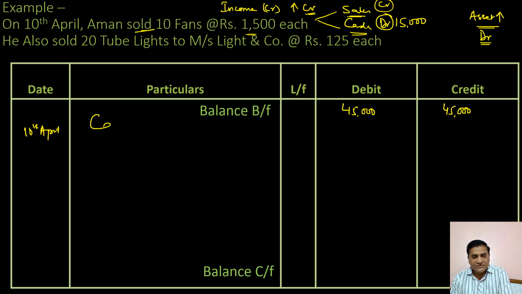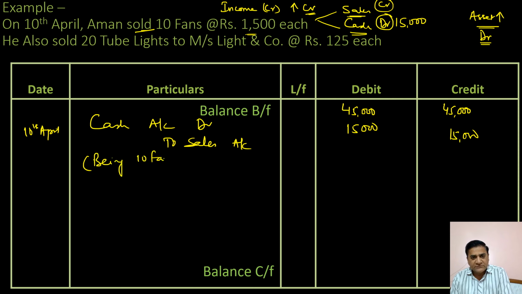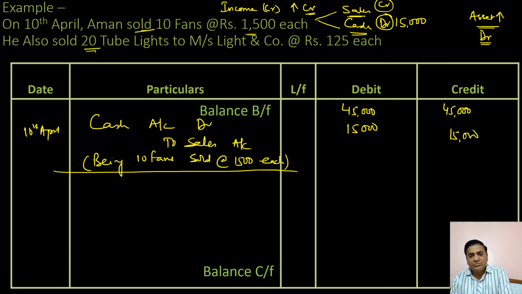So we would say cash account debit to sales account. The amount would be 15,000 on the debit side, 15,000 on the credit side. Narration would be being 10 fans sold at the rate of 1500 each. Transaction is completed here. The next transaction would be selling 20 tube lights to Messrs.